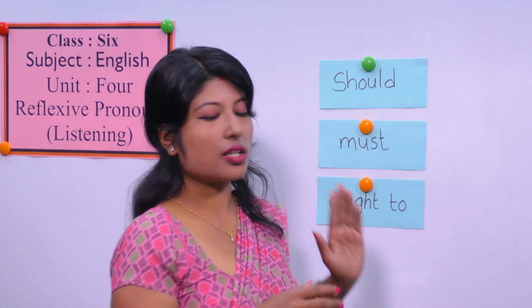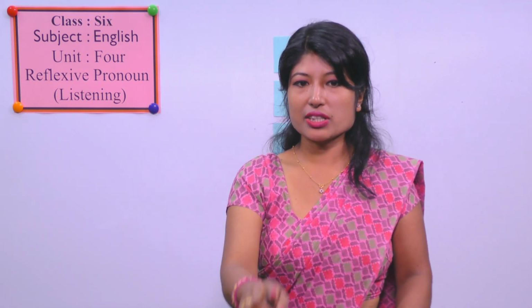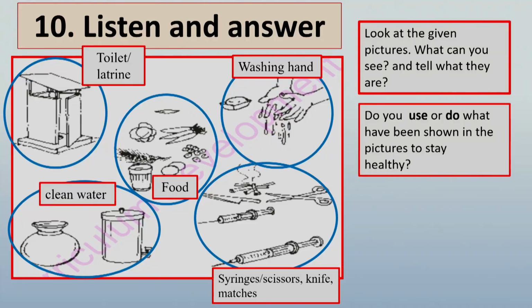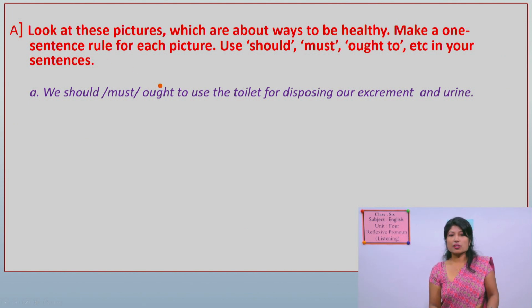So using these words, we have to make sentences about the pictures given on the board, the pictures that we discussed before. Okay, so like we should, must, or ought to. It means we don't write all. Out of them we use one. We use the toilet for disposing our excrement and urine. So excrement is stool, our stool. So we use the toilet to throw away our stool and urine.